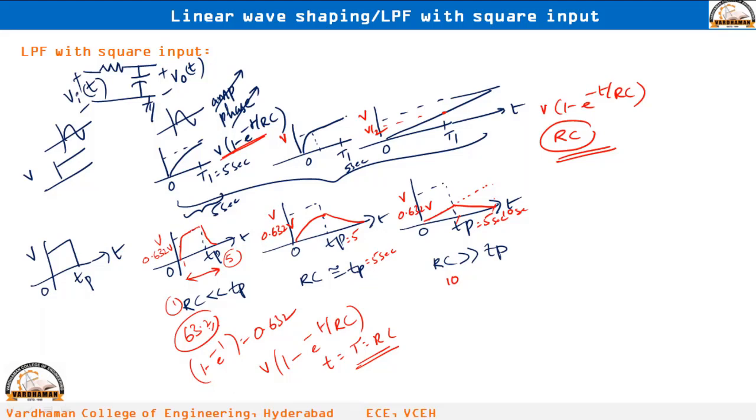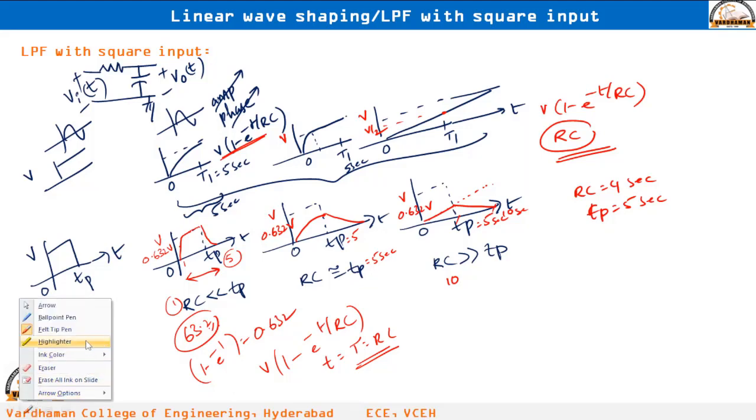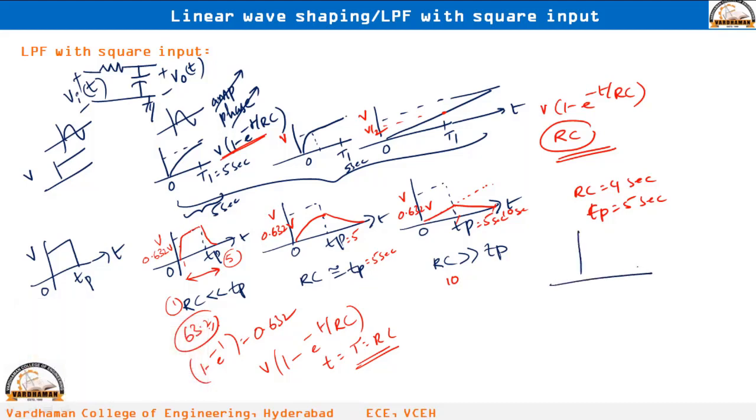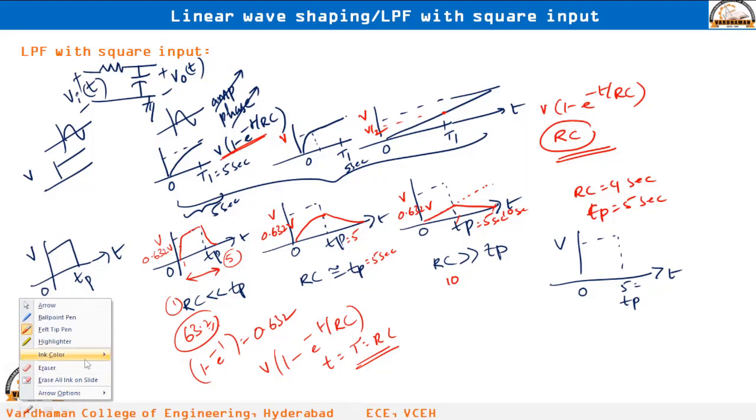And here one more thing I will take. If you take RC equal to 4 seconds and Tp equal to 5 seconds, as usual I am taking Tp equal to 5 seconds. Okay, when these two are equal, in the second case we have seen how the output will come. But when you take RC as 4 seconds, how are we going to get it? I am going to draw it now. So see carefully. I am taking the pulse input from 0 to 5 seconds, that is Tp, this is t, this is V. Okay. Now what we have to understand?